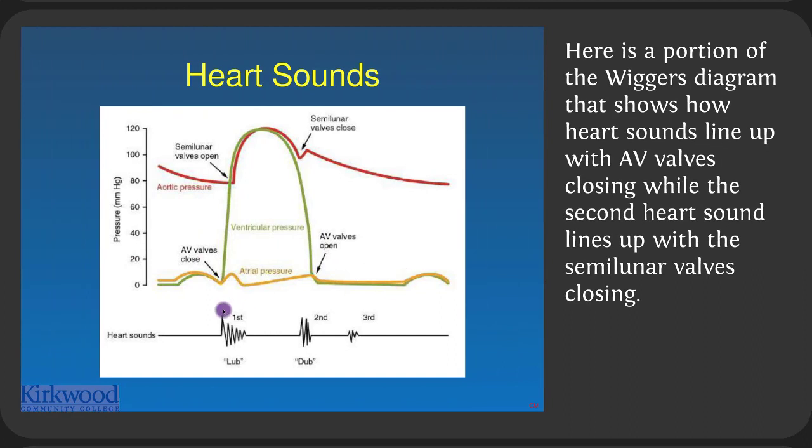Here's a portion of the Wiggers diagram that shows how heart sounds line up. The first heart sound is lub, the second is dub, and you can see that the valve closings are labeled here. If you want to be particularly challenging, think about why the valves close right then. Clearly the AV valves close when the pressure is greater in the ventricles than in the atria, and they open when the pressure in the atria gets bigger than the pressure in the ventricles. Similarly, the semilunar valves open when the pressure in the heart is greater than the pressure in the aorta, and they close again when the pressure in the aorta is higher than in the ventricles.